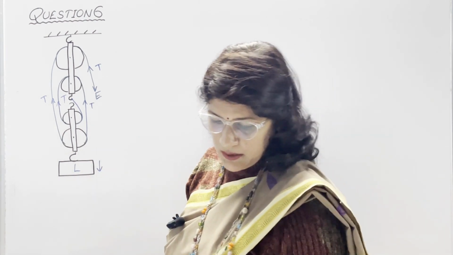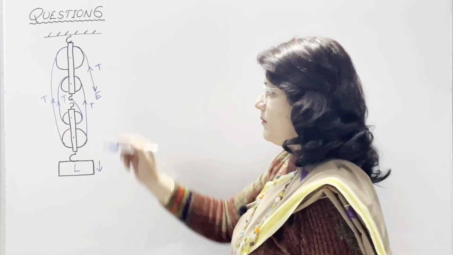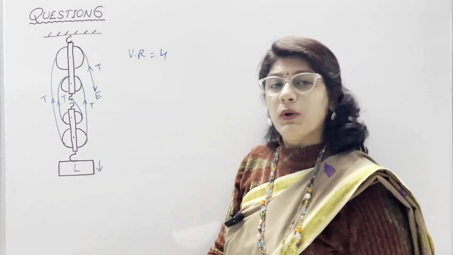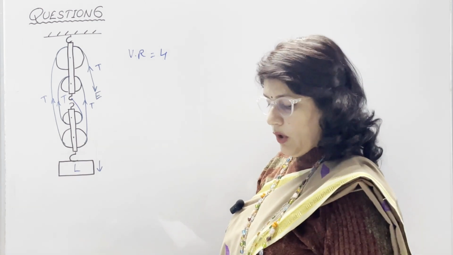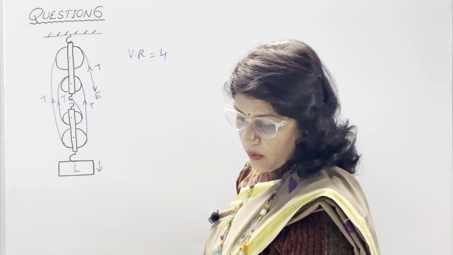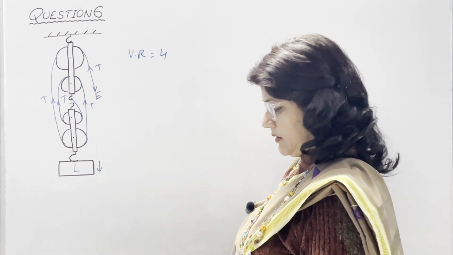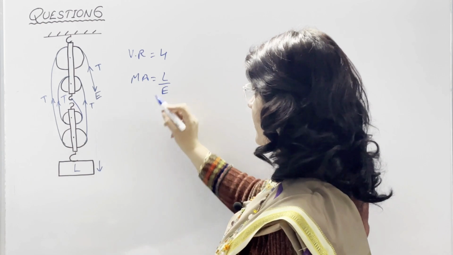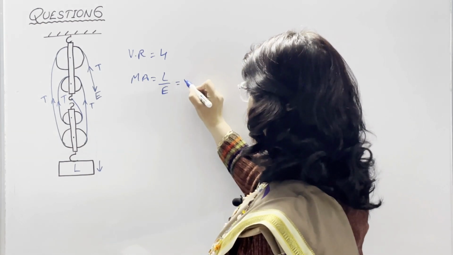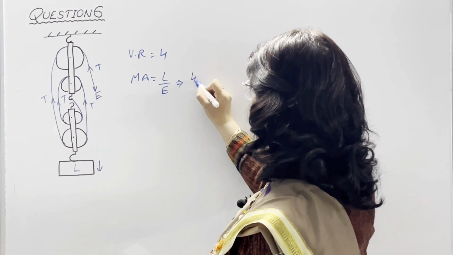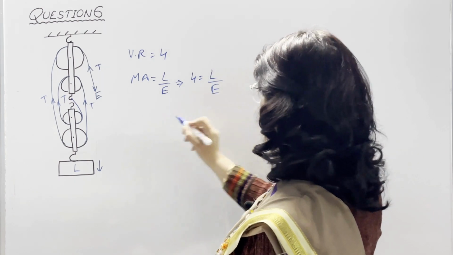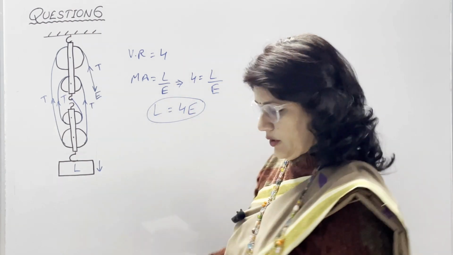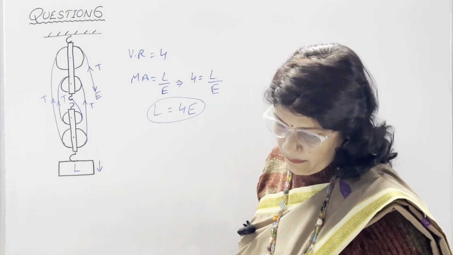Now in the second part, what is the velocity ratio of the system? As there are 4 pulleys, velocity ratio is equal to 4, because we know the number of pulleys is equal to the velocity ratio. Now, how are load and effort of the pulley system related? MA is equal to load upon effort. Here, the value of MA in ideal condition is 4. So, 4 is equal to load upon effort. It means load is equal to 4E. This is our relation between load and effort.